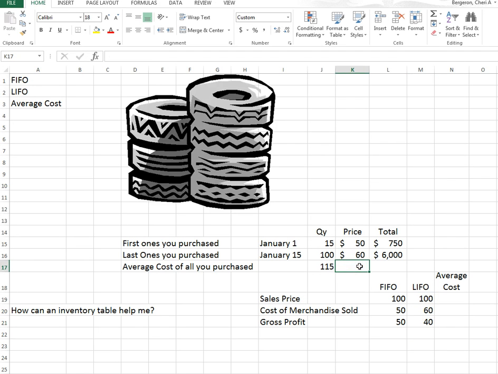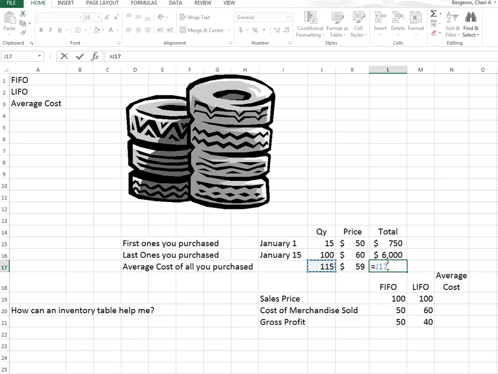The final method to discuss is the average cost method. What this does is it's actually a weighted average. We have 15 at $50 in our inventory, but we have 100 at $60, so we've got to use a weighted average to find out what the average of this is. What we will do is take the total, 750 plus 6,000, and divide that by the quantity. By using totals that are already multiplied out, that allows us to use the weighted average. You can see how close to 60 that is, and that's because we have so many more at $60 than we do at $50. We have 100 at 60 and only 15 at 50, so that's a weighted average.